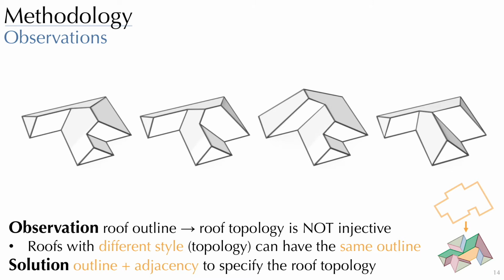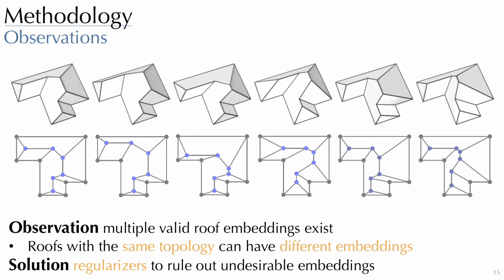styles. Another observation is that roofs with the same outline and topology can have different embeddings. Here we show 6 different but valid embeddings for the roof with the same topology. This suggests that multiple valid solutions exist, and we need extra constraints to rule out undesirable embeddings.